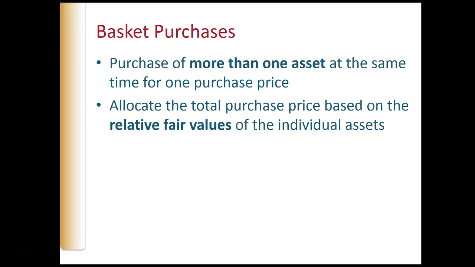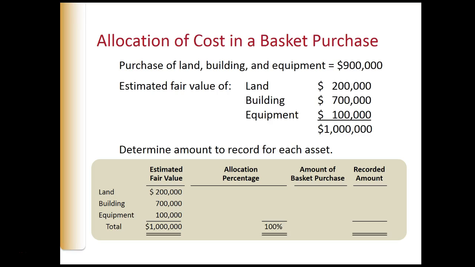Sometimes companies purchase more than one asset at a time for one purchase price. This is commonly known as a basket purchase. So let's say, for example, Olive Garden purchases land, building, and equipment together for $900,000. We need to record the land, the building, and equipment in separate accounts, but how much do we record in the separate accounts for the land, the building, and the equipment?